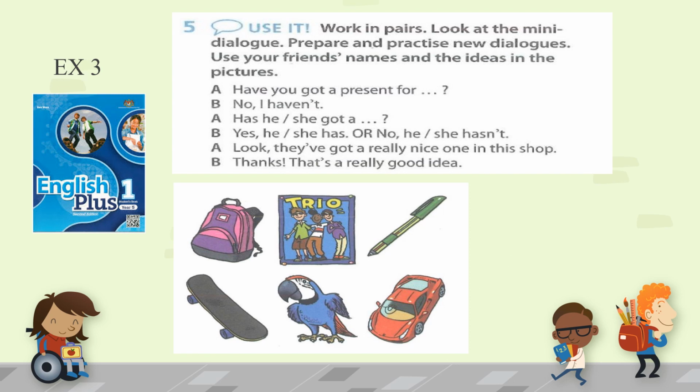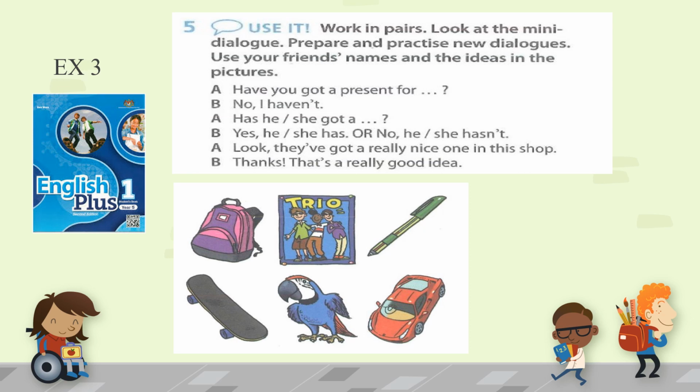For number 5, this one say work in pairs, but because you cannot go to school, never mind. What you should do is read like this one. A. Have you got a present for who? B. No, I haven't. Okay, that one, let us say that one is number 1. Number 1, A. A is question, okay? Have you got a present for who? For Dad, for your friend, for anyone. Just write anyone's name there. And then the answer can be no, I haven't.